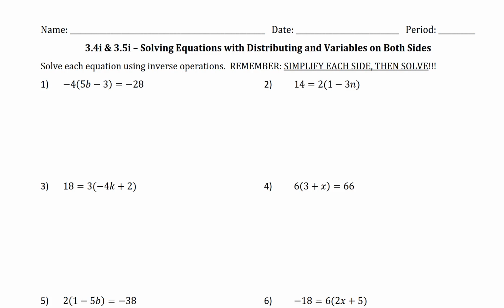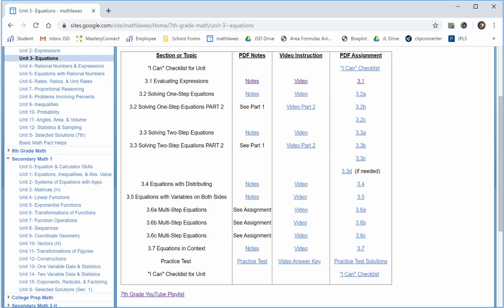This is the video for the intervention and the reteaching on solving equations with distributing and variables on both sides. Again, if you need more instruction on these, you can get full explanations by going to the class website, tinyurl.com/mathlaws or Elkridge Math, and click on Unit 3. This is the stuff we're going to be covering, 3.4 and 3.5.